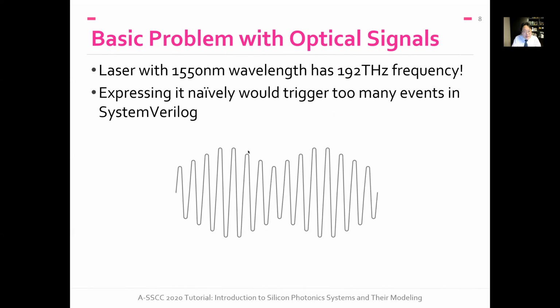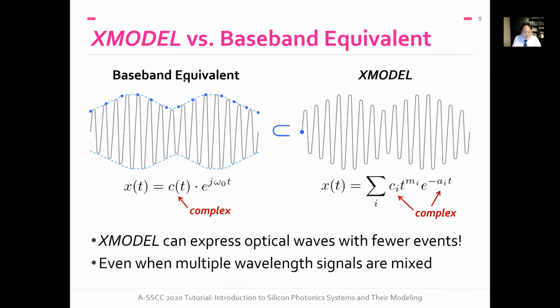So let's start looking at the basic problem with simulating optical signal. The problem stems from the fact that the optical signal that we're using in the silicon photonics system has extremely high frequency. For example, the laser with 1550 nanometer wavelength has 192 terahertz frequency. So expressing this signal naively within SystemVerilog using a set of points like this will just trigger too many events and slow down the simulation unbearably, right? Of course, no one does that.